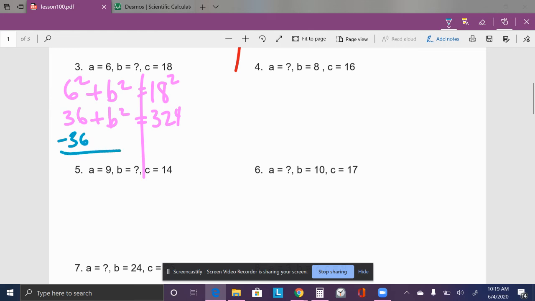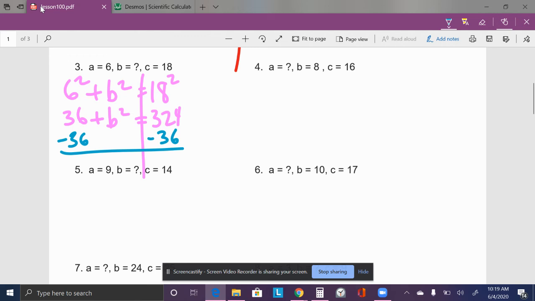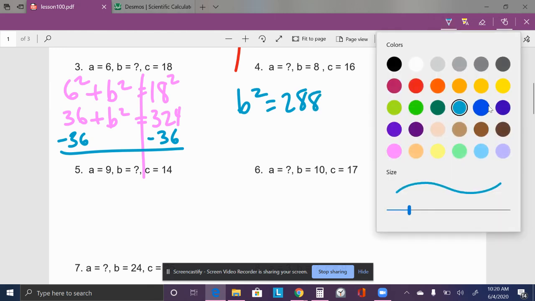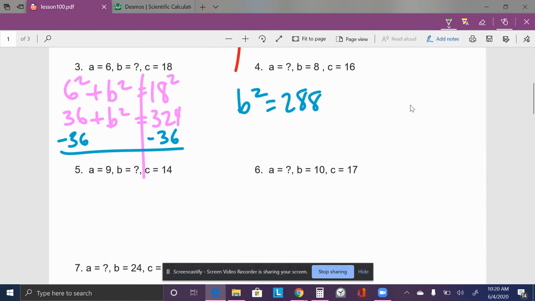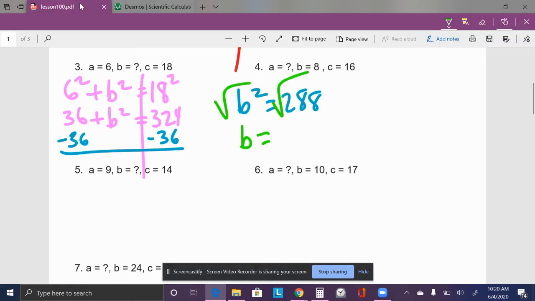Minus 36 from both sides. 324 minus 36 is 288. There we go. So I'm going to write over here, B squared is 288. Now to get rid of the square, again, we do the square root. So we get B is the square root of 288, which is 16.97. If I have to round this to the nearest tenth, this gets bumped up to a 0, so this actually gets bumped up to 17.0. So it's about 17.0. It's not exactly 17, it's about 17.0.